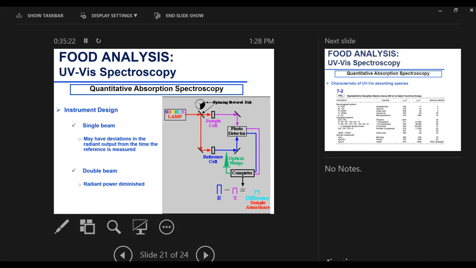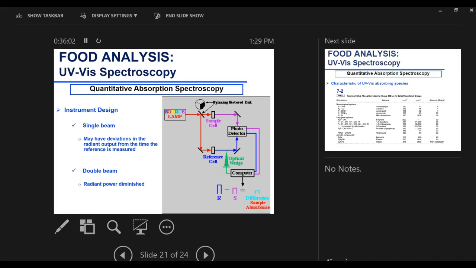You can have a double beam, so that means in your setup, you have two cells, one for sample and one for reference. The source gives you the light, and the light gets split, and part of the light goes into the sample and part of the light goes into the reference, and then you get transmission from both, both entering the detector, and then you get automatic correction of absorption. So the absorption gets corrected by subtracting the reference absorption, and then you get one reading.